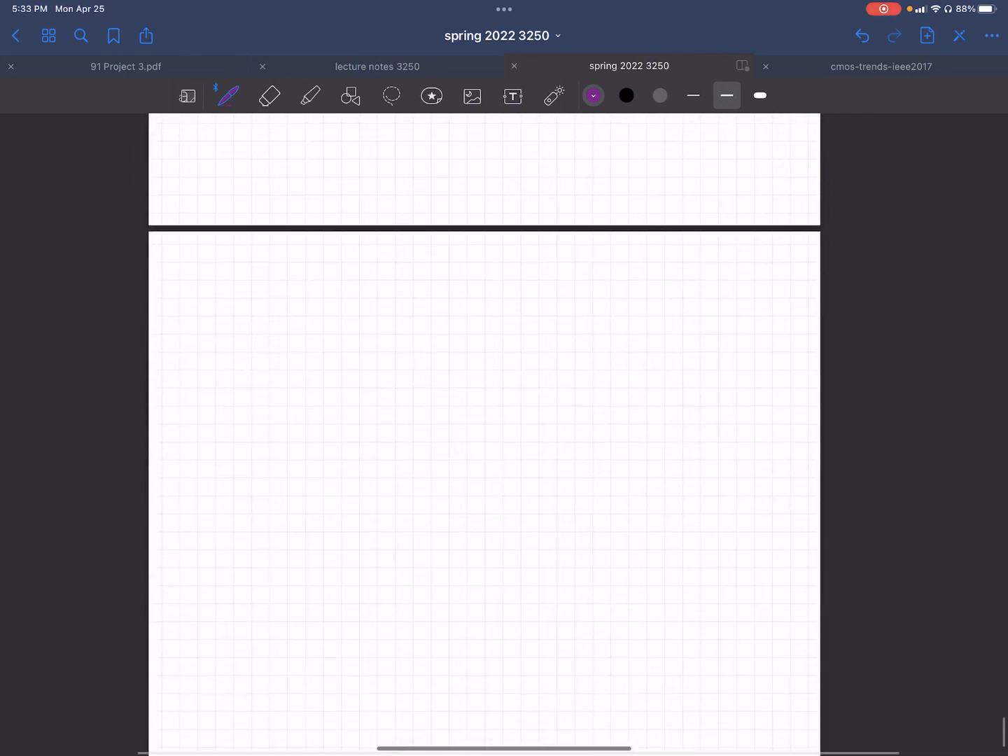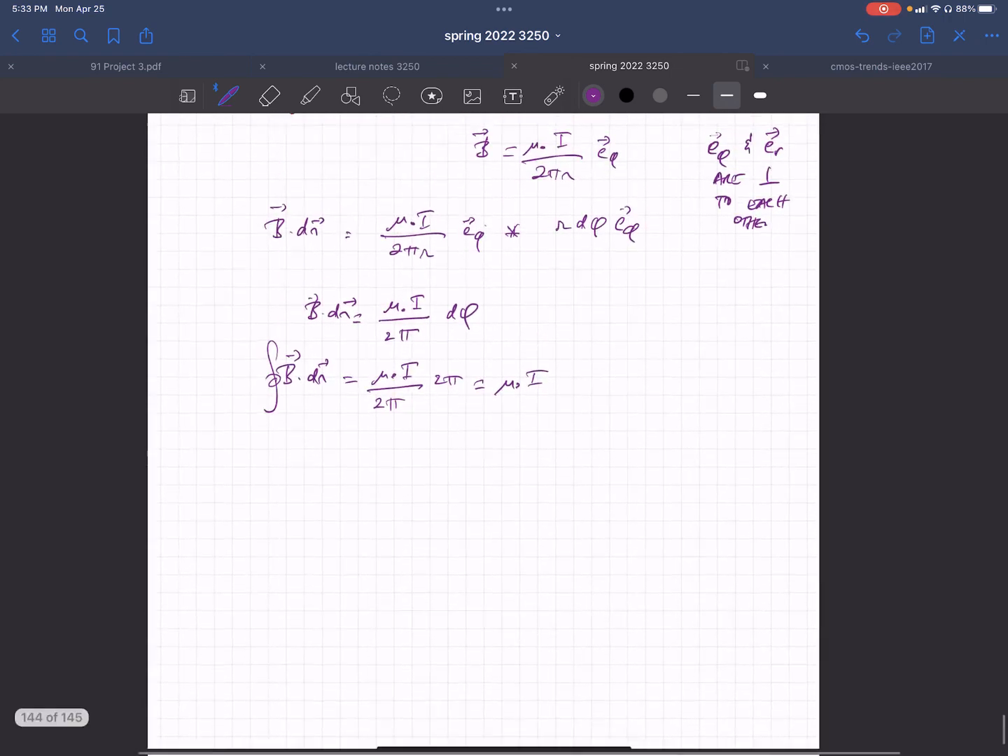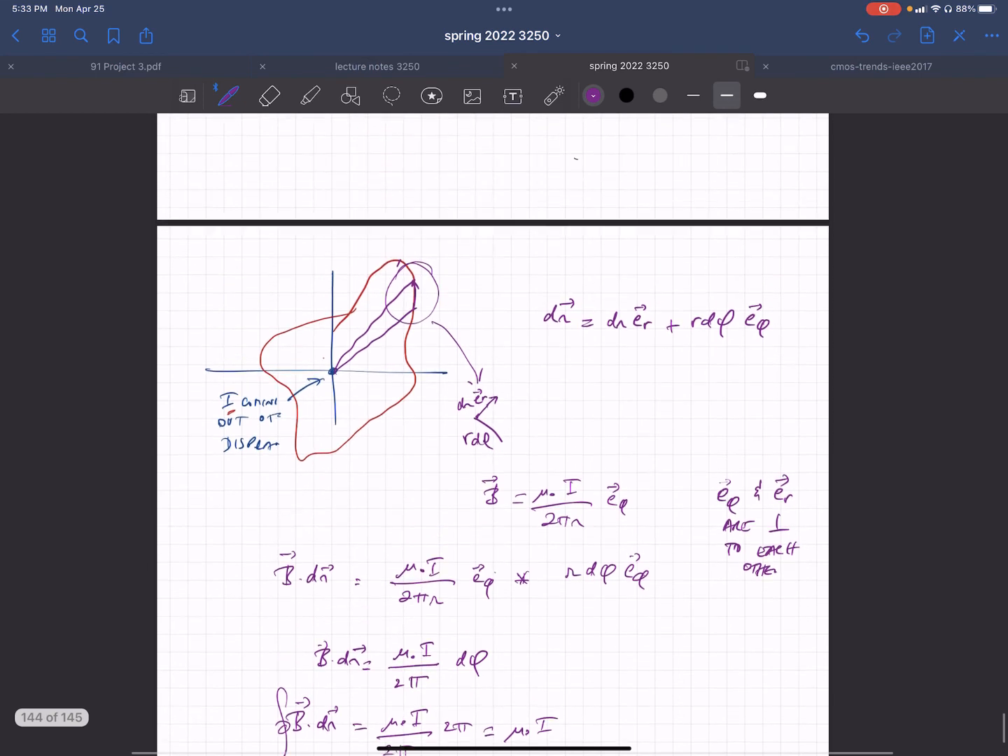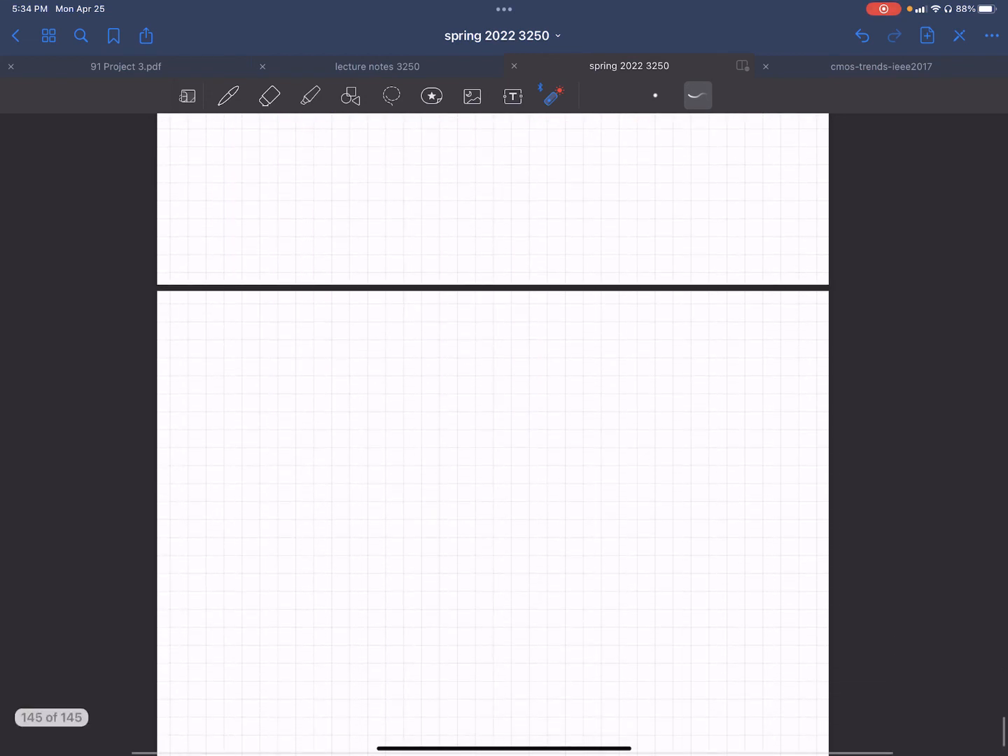So let's take in all that. Let me summarize everything. One last thing is that by superposition, if that's the case for one current, then for multiple other currents coming in and going out, you should be able to just sum their contributions, again by superposition.